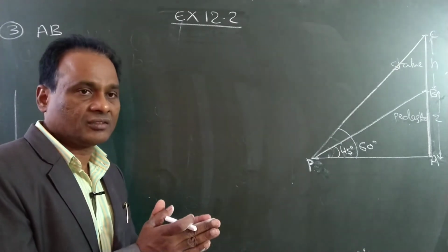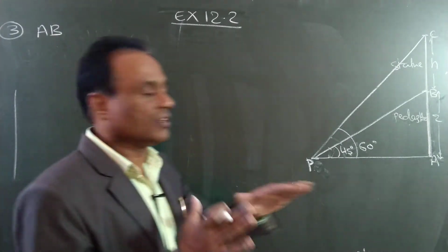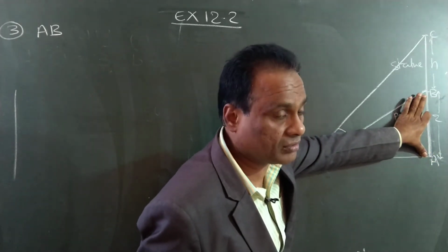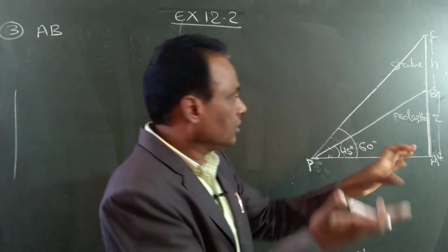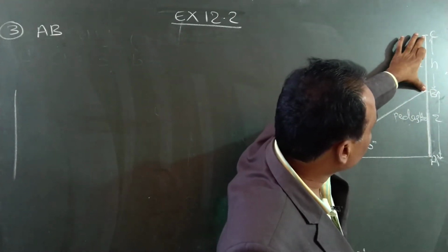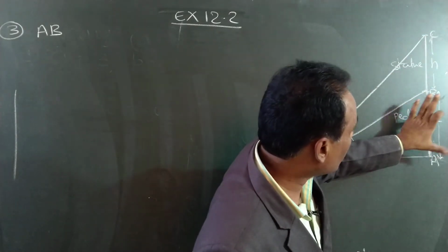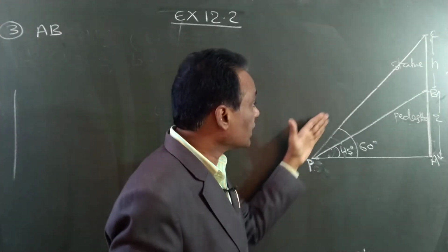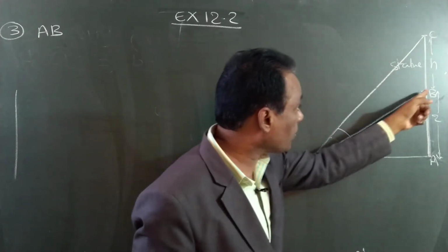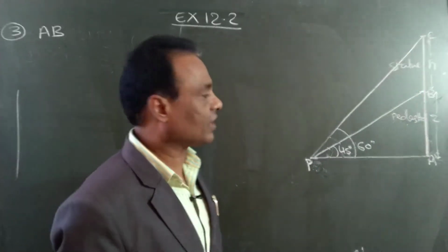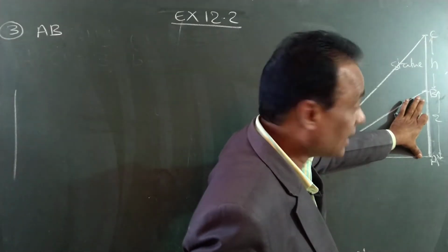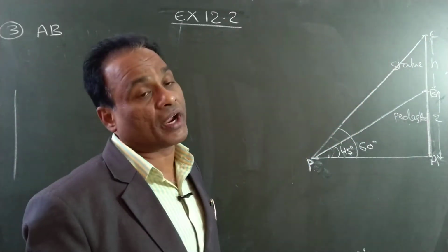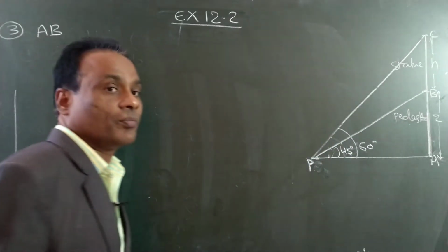So in the question, three things are there. First, the pedestal is constructed on the ground. This is the pedestal. On the top of it, there is a statue. This is the observing point. From here, we observe the top of the statue with 60 degrees, and the top of the pedestal with 45 degrees. So write down: let AB be the pedestal, BC be the statue, let P be the observing point.